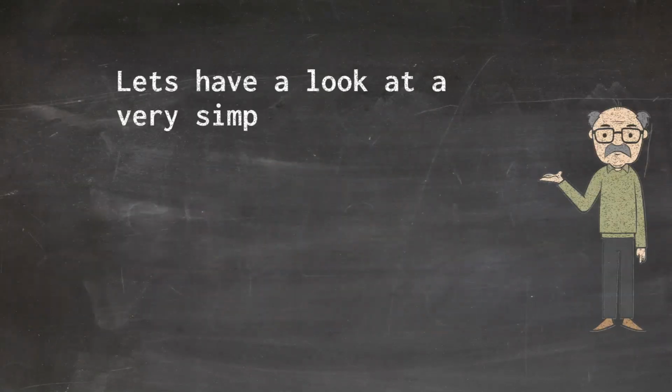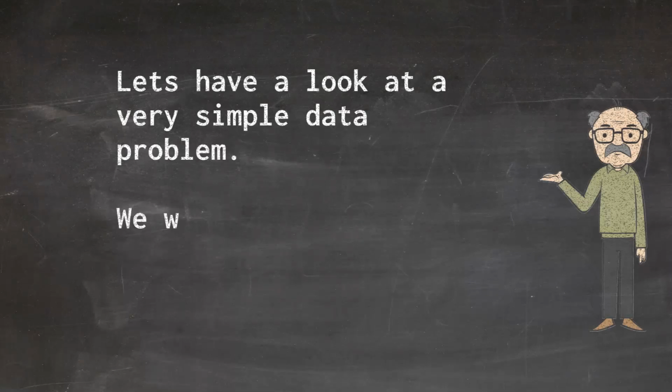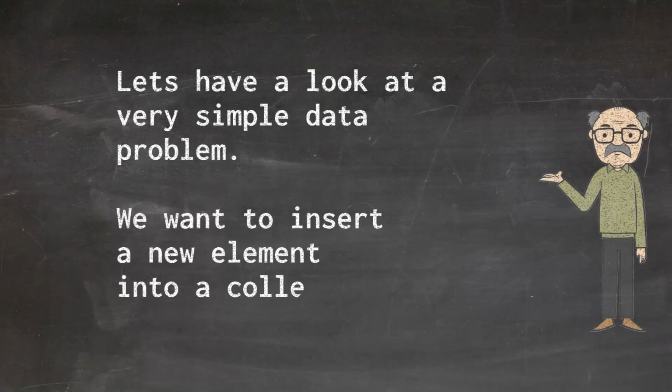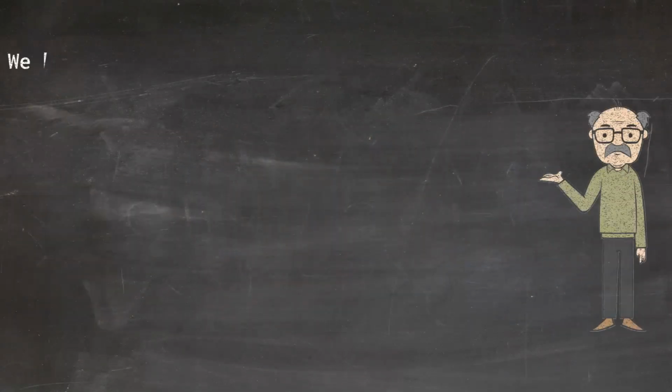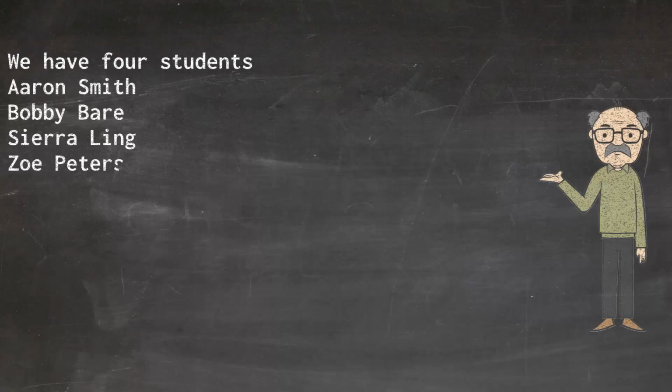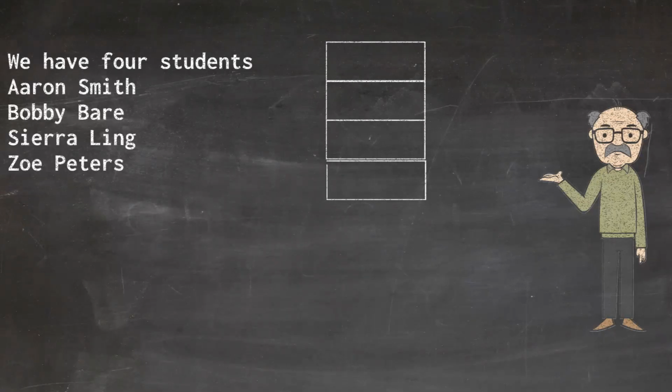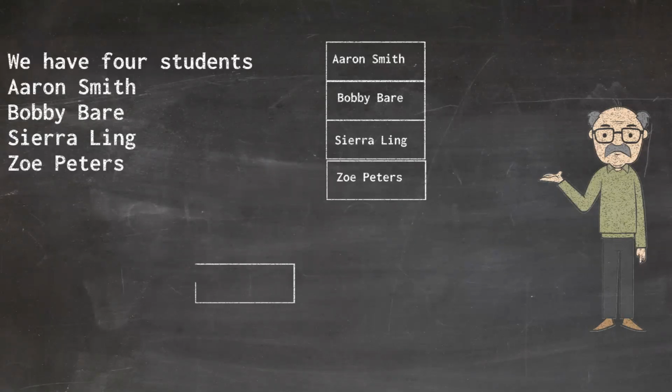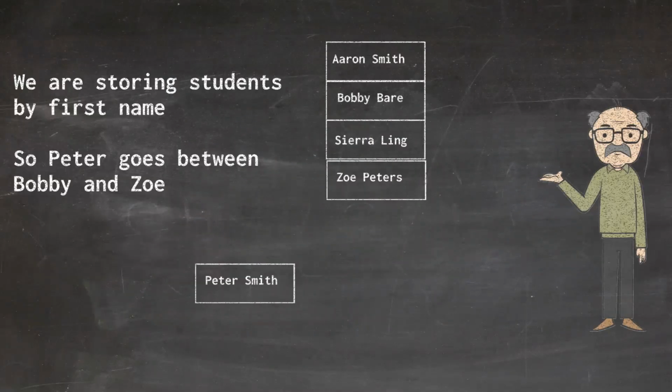In order to understand why linked lists are so powerful, let's have a look at a simple problem, which is the problem of inserting a new element into a collection. Consider the situation where we have four students. We have Aaron Smith, Bobby Bear, Sierra Ling, and Zoe Peters, and we have stored them in an array. A new student arrives, Peter Smith. We now need to add them to the collection.